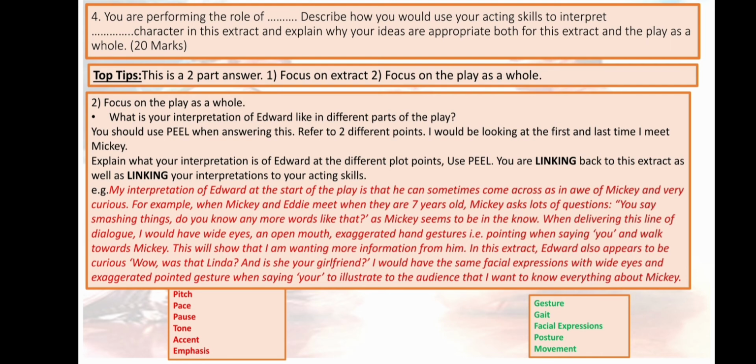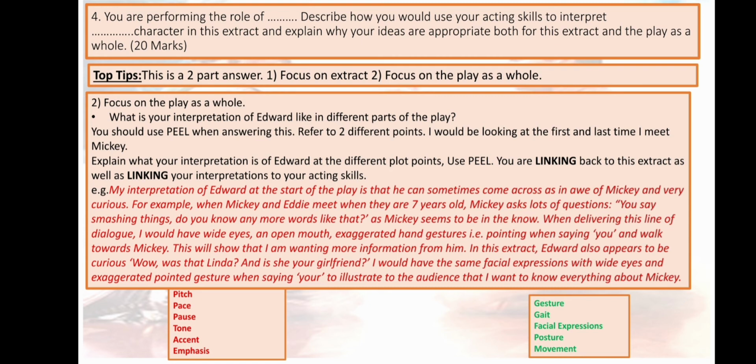For example, my interpretation of Edward at the start of the play is that he can sometimes come across as in awe of Mickey and very curious. For example, when Mickey and Eddie meet when they are 7 years old, Mickey asks lots of questions. "You say smashing things. Do you know any more words like that?" As Mickey seems to be in the know, when delivering this line of dialogue, I would have wide eyes and open mouth, exaggerated hand gestures, for example, pointing when saying "you", and walk towards Mickey. This will show that I am wanting more information from him.